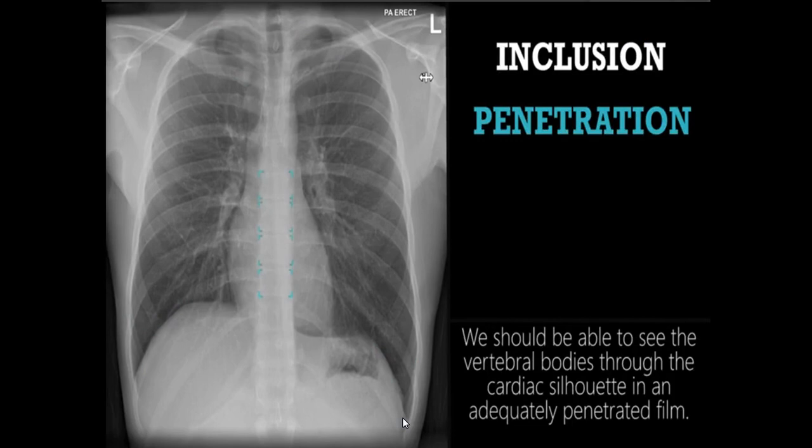When you say this is an adequately penetrated film, you should be able to see the spine behind the heart or through the heart. If the film is under penetrated, then what happens? The left hemidiaphragm is usually obscured. So when you say it's a well penetrated film, you are going to see the spine through the heart. So again, adequacy of the film is maintained in this.